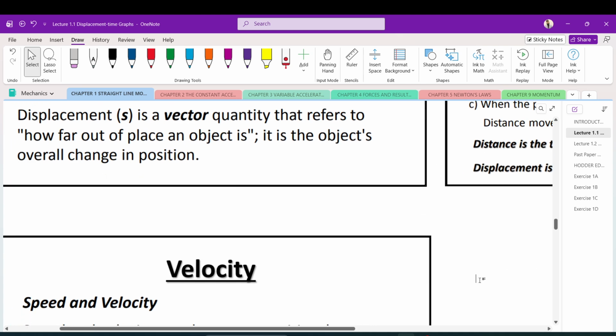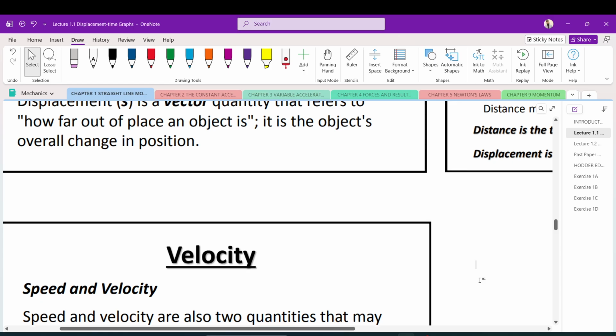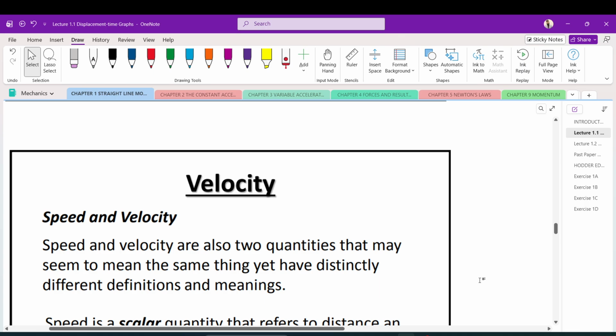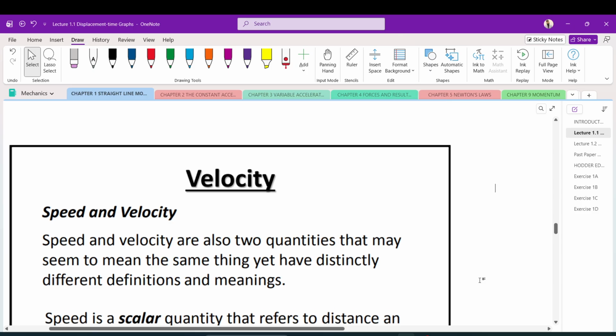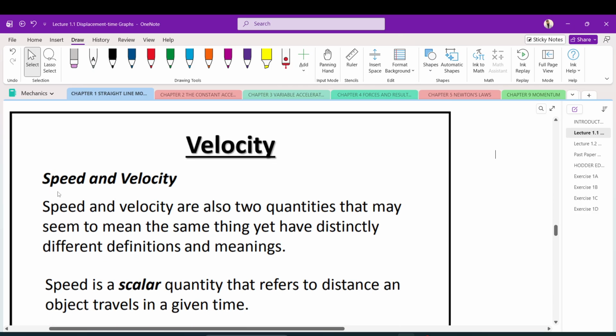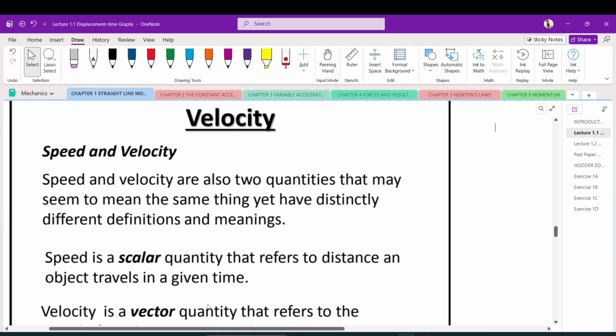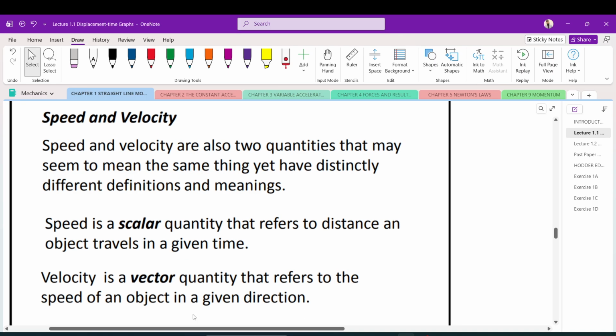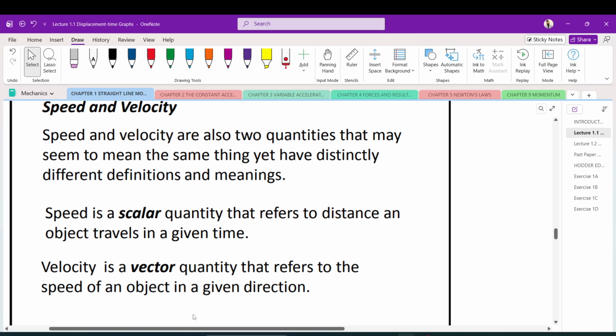Now, coming to speed and velocity, just like how distance and displacement are different in the sense that one of them is a scalar quantity and the other is a vector quantity, speed and velocity are also two quantities, okay, that are different because one of them is a scalar quantity and the other is a vector quantity. And it's quite easy to remember because S is for speed and S is also for scalar, right? So speed is a scalar quantity that refers to the distance an object travels in a given time. Velocity is a vector quantity that refers to the speed of an object in a given direction. Okay, so velocity also takes into account in which direction an object is moving.